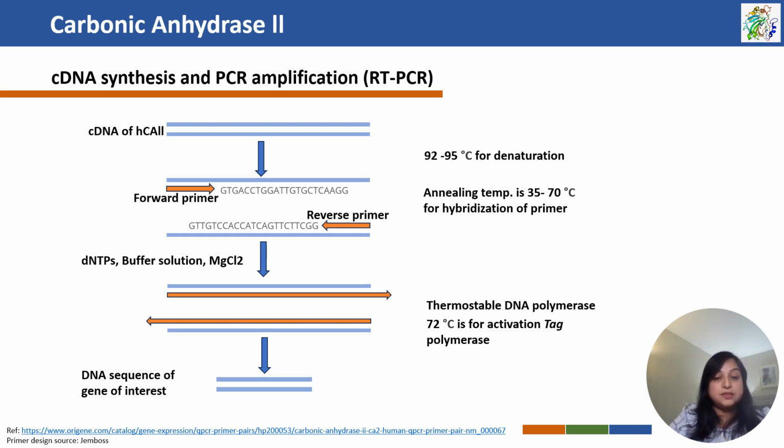During the PCR steps, I needed to maintain a specific temperature for each of these steps. For example, for the denaturation, I needed to maintain the temperature at 92 to 95 degrees Celsius, and for hybridization of primer, the required temperature was 35 to 70 degrees. And for the activation of Taq polymerase, I maintained the temperature at 72 degrees Celsius. From these steps, I got the DNA sequence of my gene of interest.